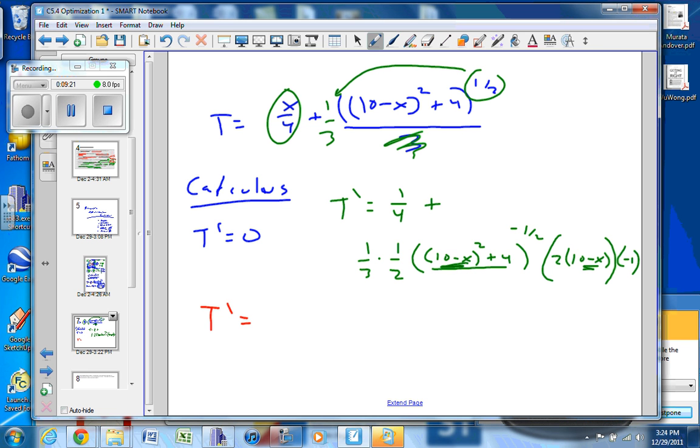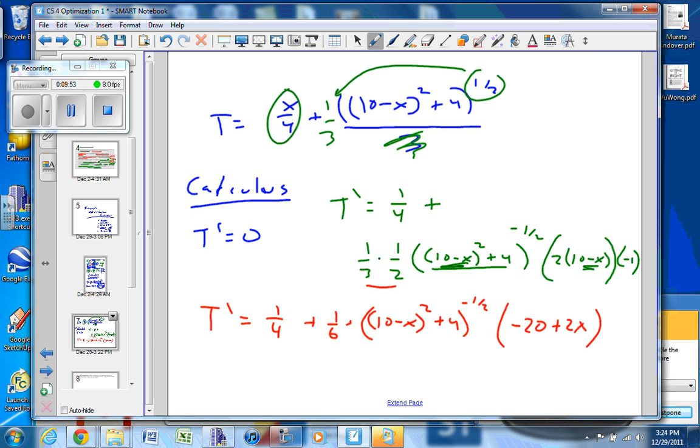So we get a kind of an ugly derivative. We get that the derivative of time equals 1/4 plus 1/6 times (10 minus x) squared plus 4 to the negative 1/2, times, now distributing this, negative 20 plus 2x.